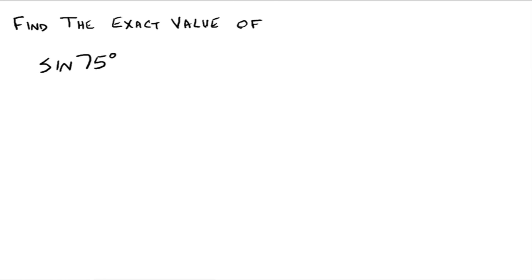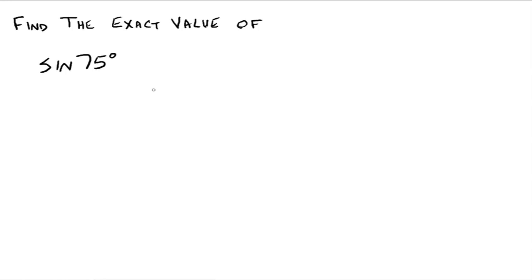Find the exact value of the sine of 75 degrees. Now, we all know that we could plug 75 degrees into the calculator and get an approximation. Using our formulas from a minute ago, we can come up with the exact value. This is just an exercise in making sure we understand how to use those identities, the sum and difference identities.